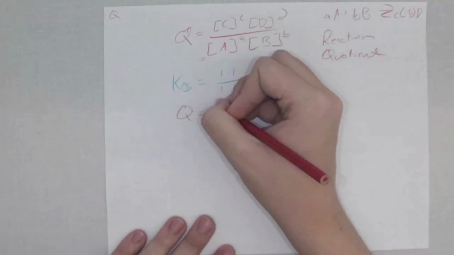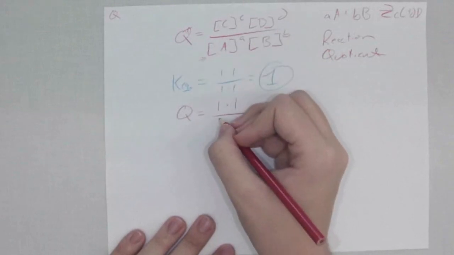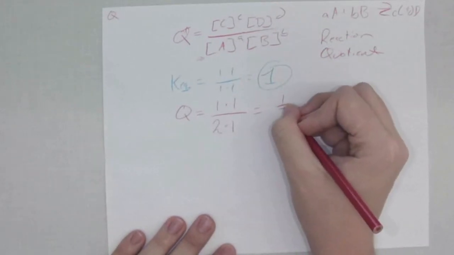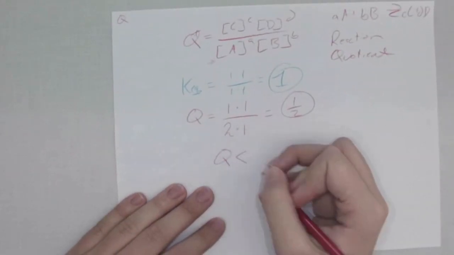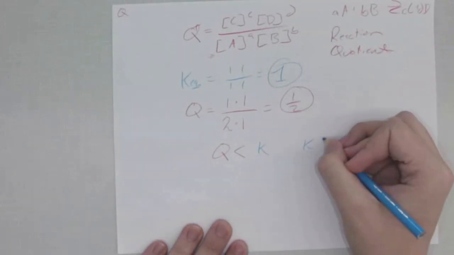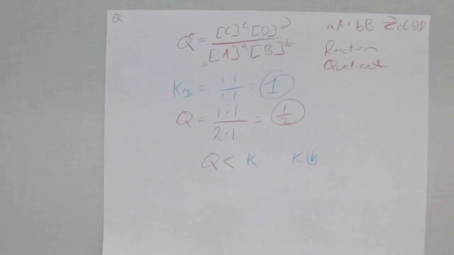So I still have 1 mole per liter of C. I still have 1 mole per liter of D. I added an extra mole per liter of A, so now I have 2 and still 1 of B. It's going to give me a reaction quotient of 1/2. Now in this case, we know that Q is less than K, meaning that we expect our reaction to shift forward in order to reform our equilibrium. Once again, there's a lot of math you can do with this if you want to be more specific. For today, that is a quick explanation of what the reaction quotient is.